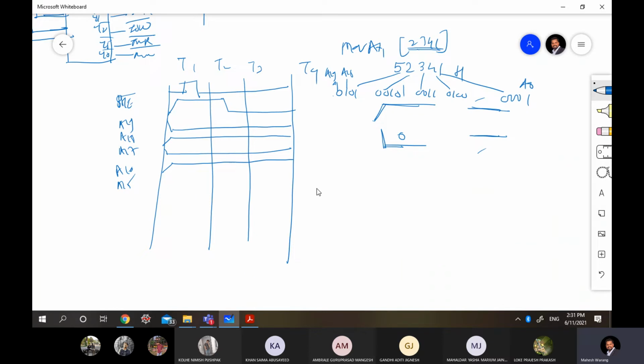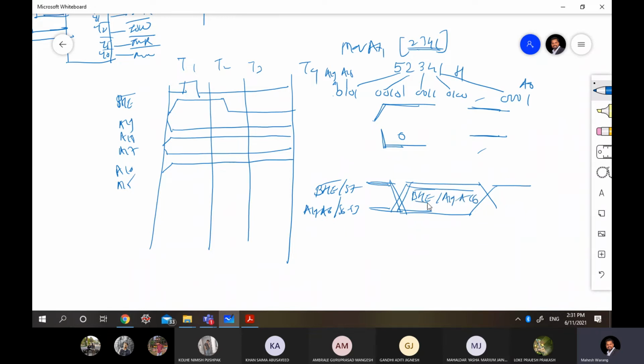So what we do is combine them: BHE bar oblique S7, A19 to A16 oblique S6 to S3. So what does it tell? Instead of drawing each and every line, we can just show it like this. Let's see its meaning. Here we have this called 0 and this called 1, and here we write what the signals are: BHE bar and A19 to A16 will go here.